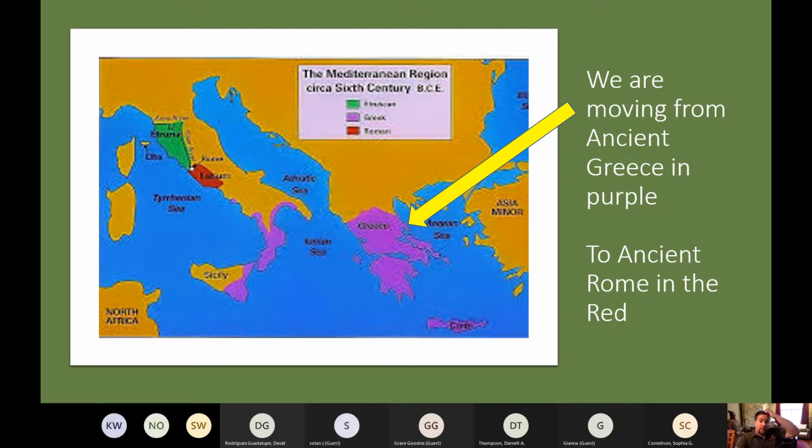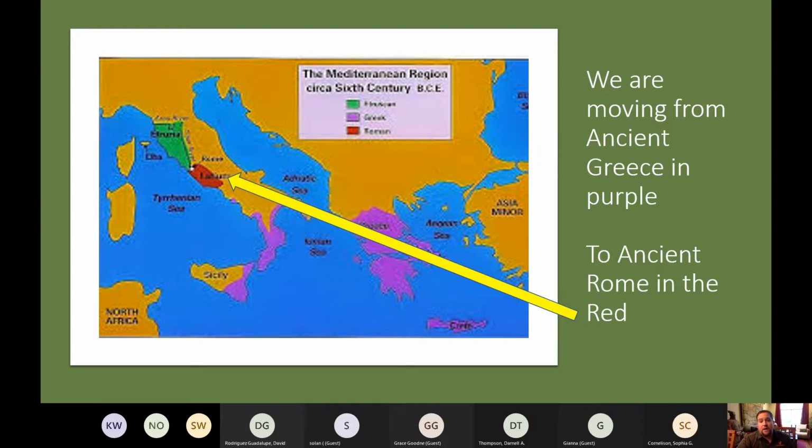Before the break, we ended talking about ancient Greece, which you can see. I know the quality of the map isn't so great, but you'll see it there in purple. Those are the territories of ancient Greece. Now we're going to move slightly to the west and talk about ancient Rome. Ancient Rome starts off with just that little area there in red, and we're going to see that it expands to encompass pretty much everything you see on this map, and even beyond.